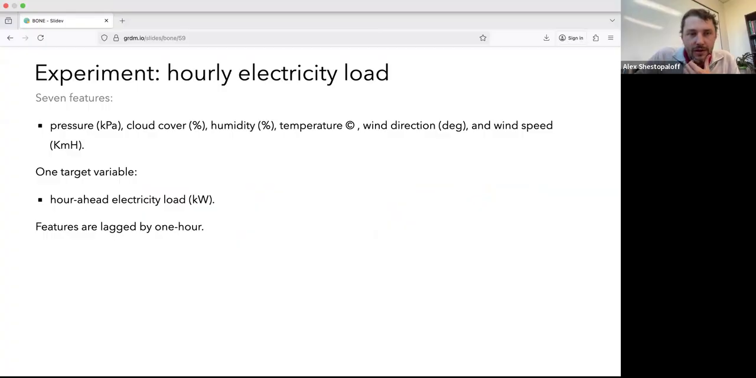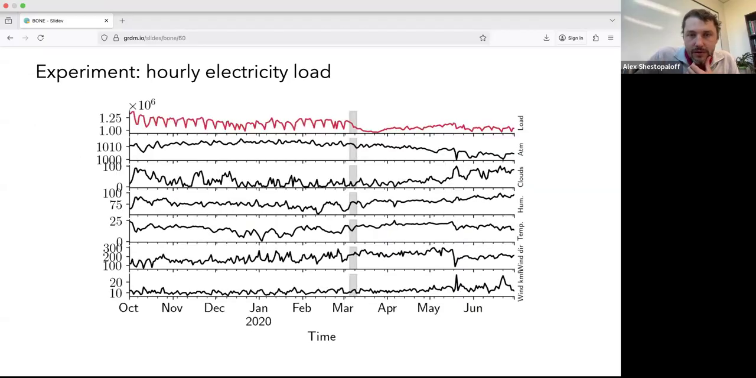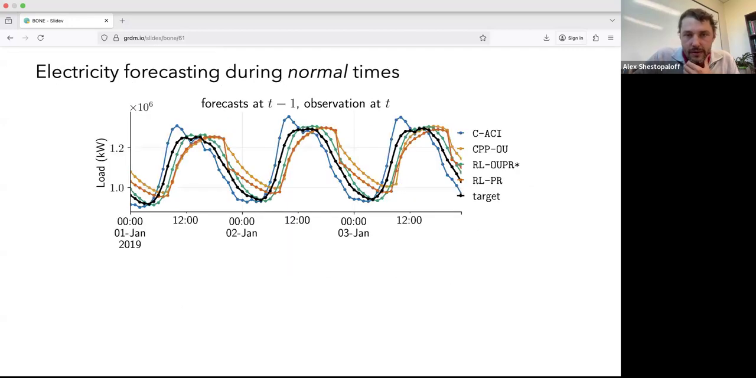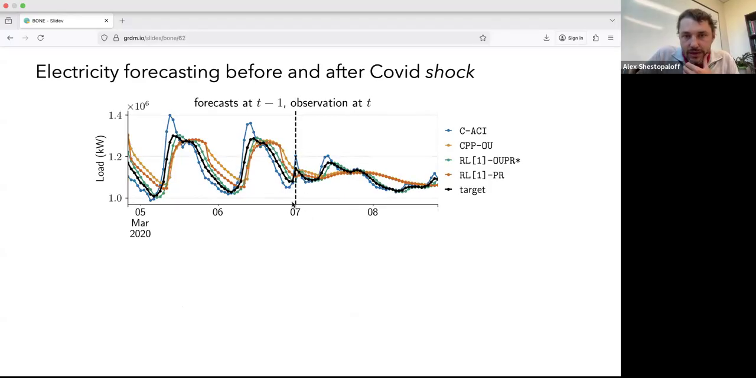Okay, and finally, a real-world experiment on predicting electricity load, I believe from a large European city, where the interesting thing happens around COVID days, where the pattern of electricity usage changes quite drastically, right? And this is what happens during normal times. We see this cyclical pattern, right? Electricity demand has this cyclical pattern, as you might expect it to have. And here's what happens around March 7th, right? So this is probably when some COVID restrictions kicked in in this city.